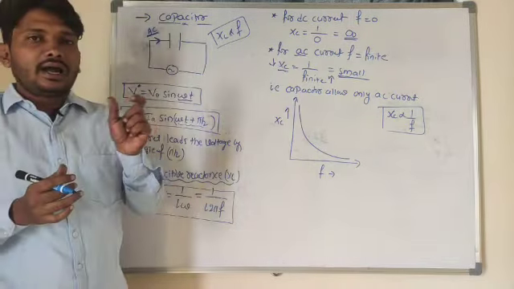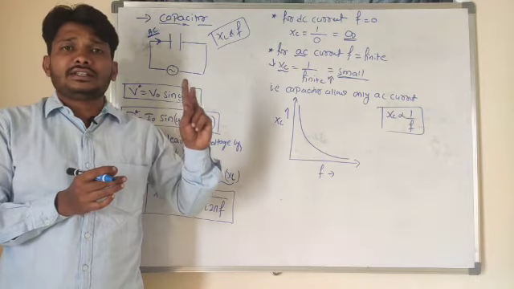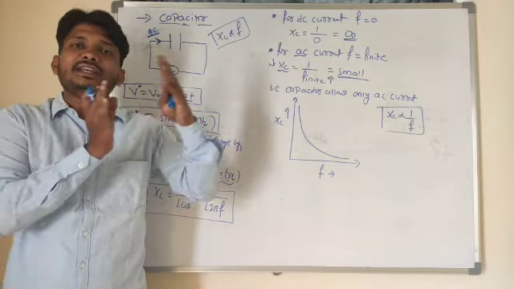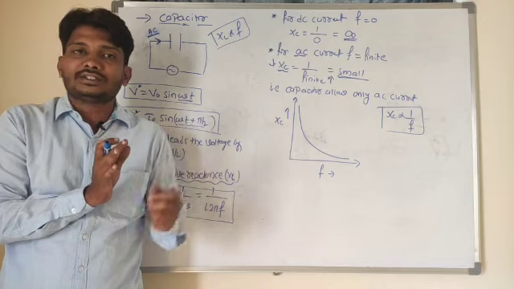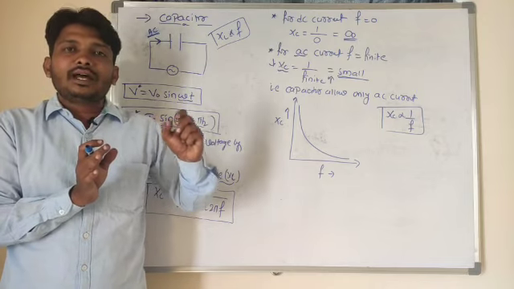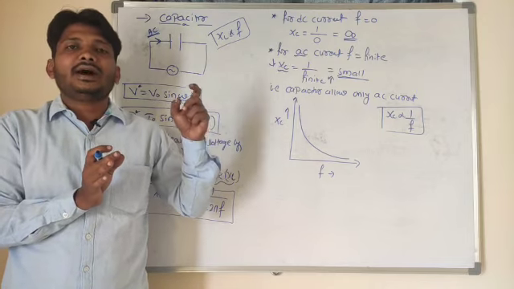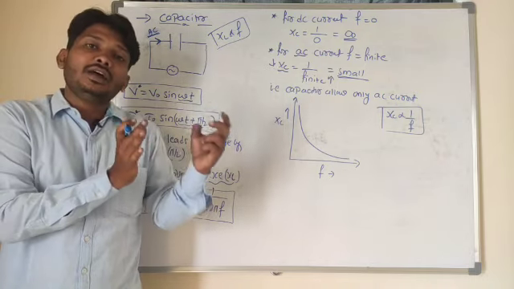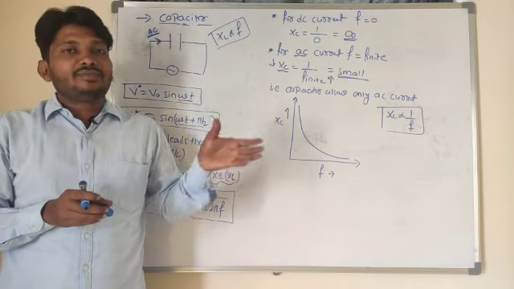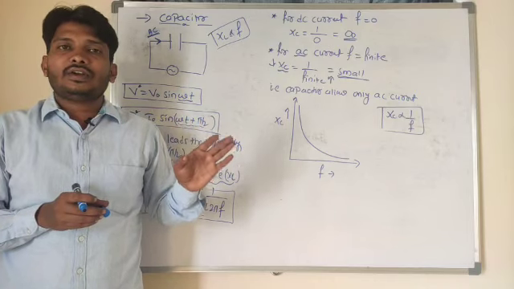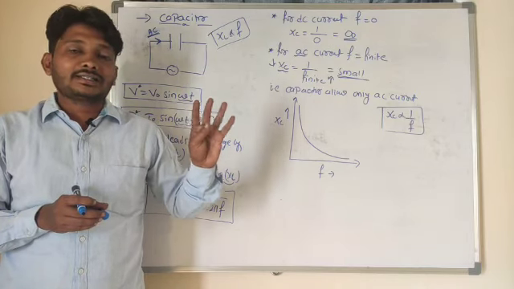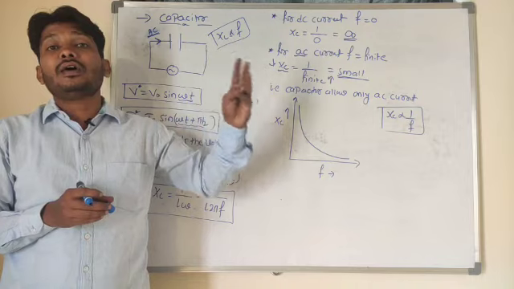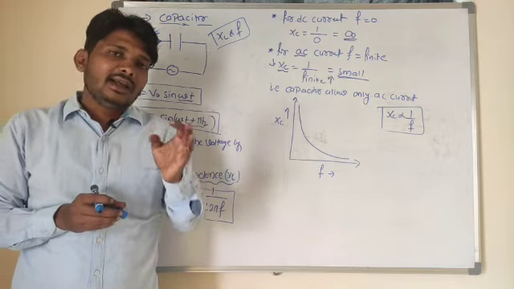Now, I have three elements here: resistance, inductor and capacitor. If these three elements are connected in series combination, what will be the effective opposition offered by the inductor, capacitor and resistance to the flow of AC current? That effective opposition offered by the inductor, capacitor and resistance for the flow of AC current, we can call it impedance here.